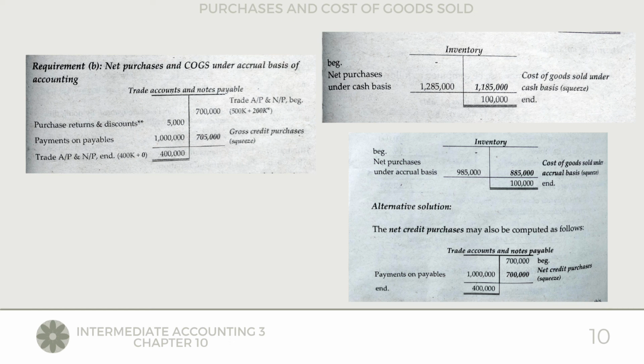We also have an alternative solution kung saan pwede natin i-compute ang net credit purchases as follows. On the credit side, for the T accounts of trade accounts and notes payable, meron tayong 700,000 na beginning. And on the debit side, meron tayong payments on payables ng 1 million. Tapos, ang ending naman natin is 400,000. Para mag-come up tayo sa net credit purchases, kailangan lang natin ulit i-squeeze. Take note that purchase returns and discounts on credit purchases are ignored. At dahil nga in-ignore natin ito, yung na-squeeze natin ay nagre-represent ng net credit purchases rather than gross credit purchases.